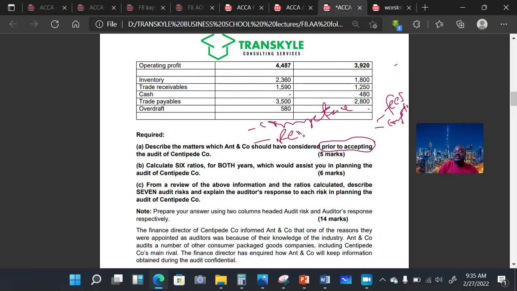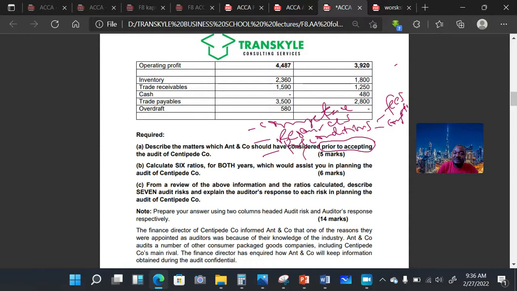resources, preconditions of an audit. Does it exist there? When we talk of the preconditions of audit, don't just tell the examiner that you have to ensure that the preconditions of an audit exist. Tell the examiner what you are talking about. For example, we have to worry if Centipede follows an applicable financial reporting framework.